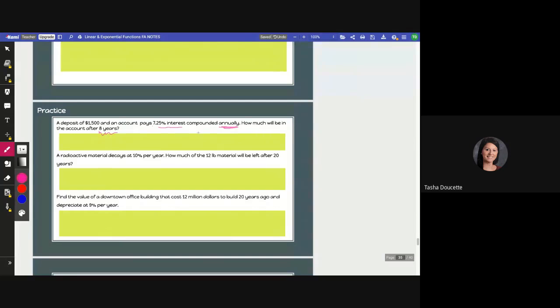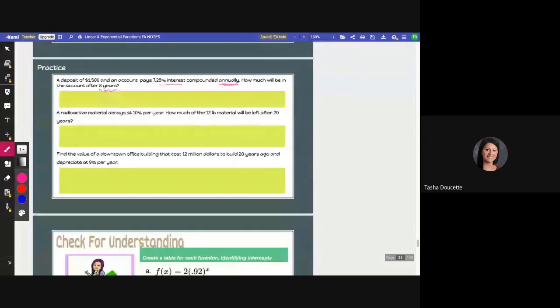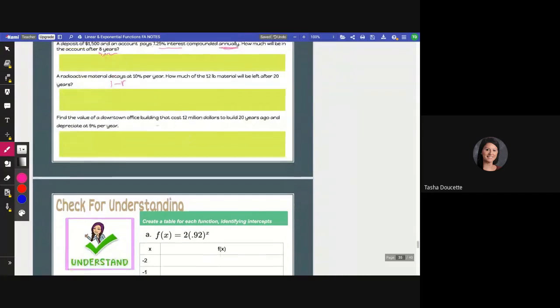Radioactive material decays at 10% a year. So we finally found a decay one where it's decaying, so that's 1 minus R. And then find the value of a downtown office building that cost $12 million to build 20 years ago. And it depreciates. So the word depreciate means it's decaying. So 1 minus R again.